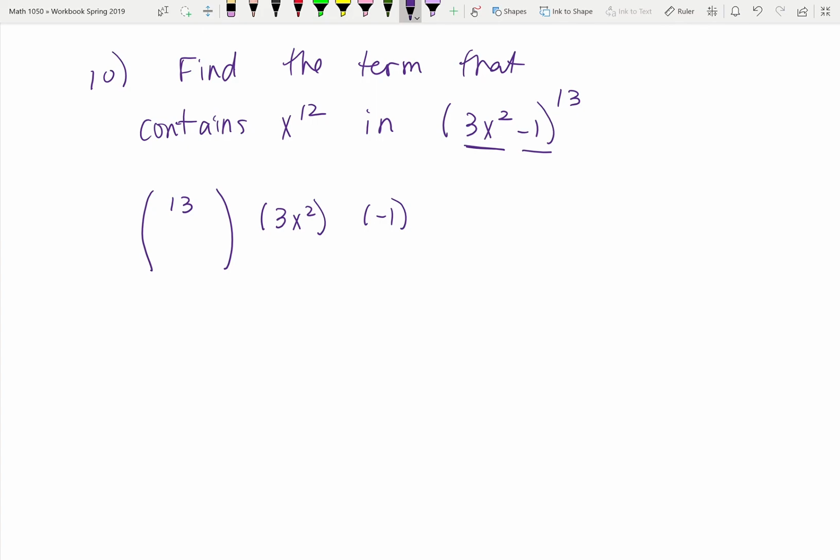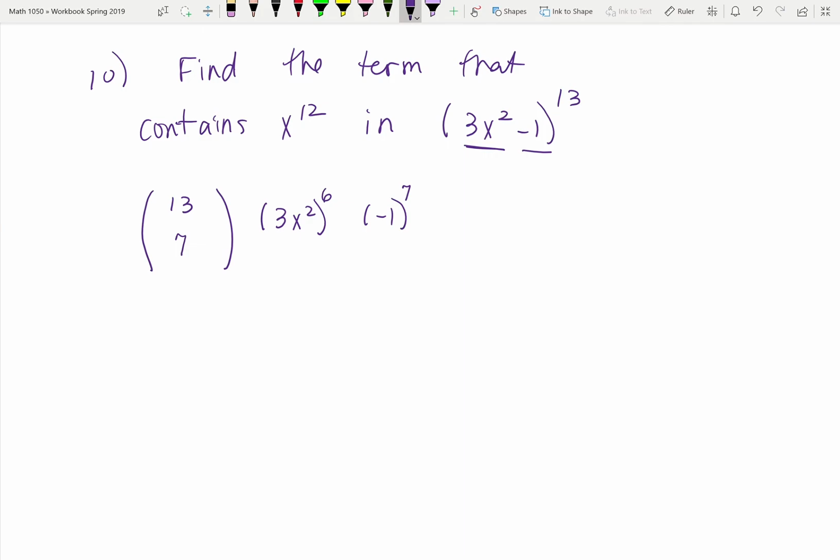I know that I want my x to be to the 12th. So if this is an x squared, what would this exponent be to get a 12th? Well, it would be a 6, because power to a power, you multiply. 6 times 2 is 12. If that's a 6, then you have to figure out what this number is underneath the 13. You say 13 subtract what gives me 6? That's a 7. Then I know that that's a 7. So there's your setup.